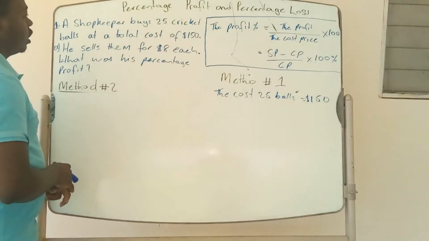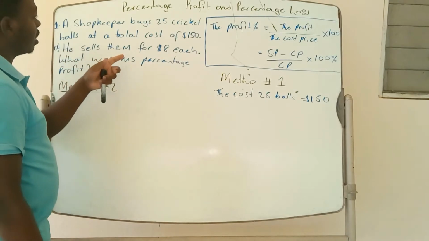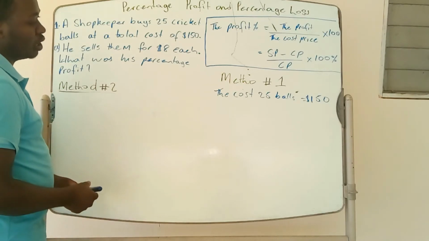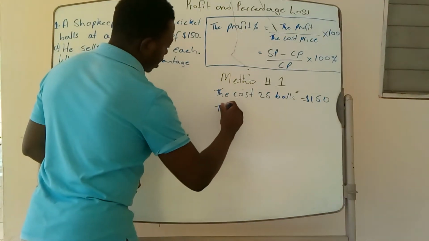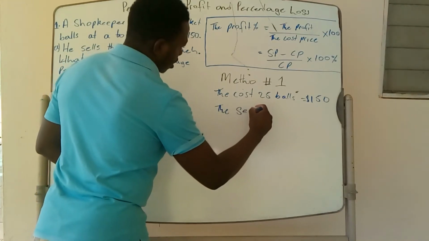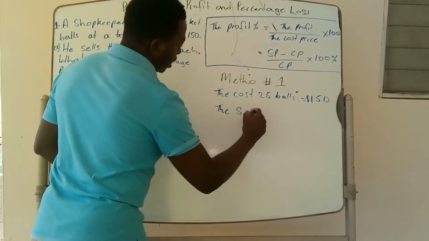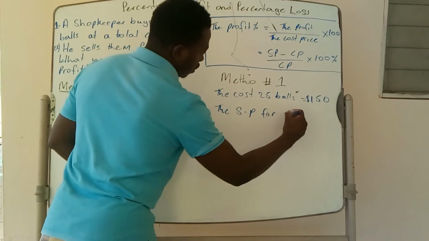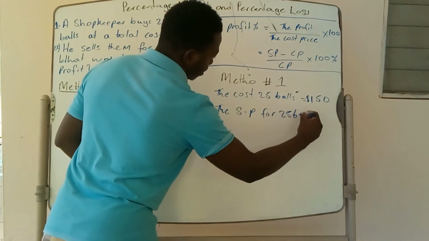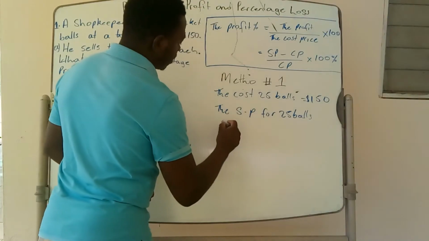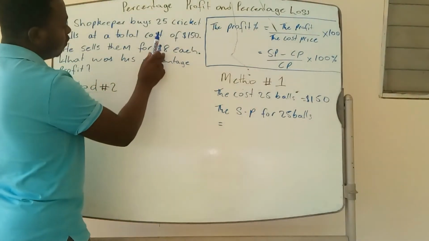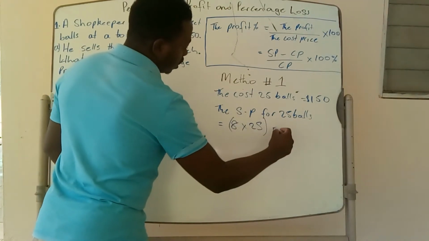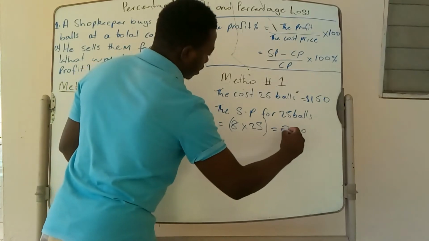Now, what else do we know? We know that he sells them for $8 each. So what is the selling price for the 25 balls? We know that the selling price, which is SP, for 25 balls is going to equal what he sells 1 for times 25. So that's going to be 8 times 25, which is equal to $200, right?